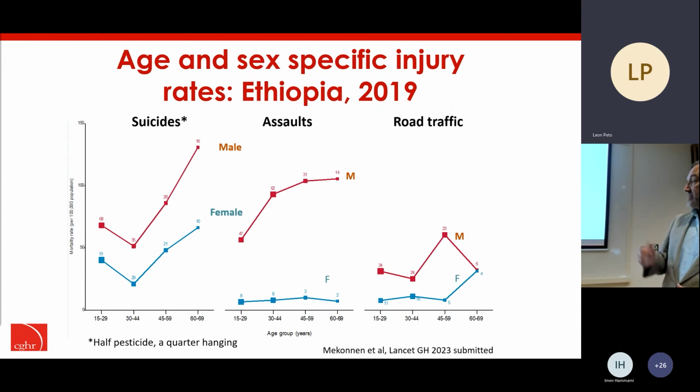Now jumping over to Ethiopia, where we've done a similar study, to our surprise, we thought that would also have a pattern of suicides peaking at younger ages, but in fact, you see that it goes up in both men and women, but particularly in men. And what is surprising is, again, assaults you would think are a phenomenon among young adults, but in Ethiopia it occurs at older ages.